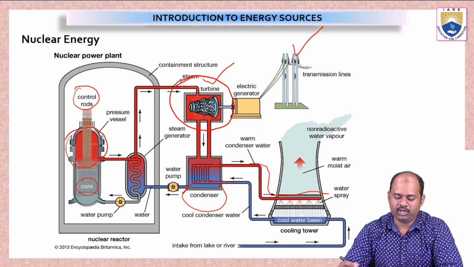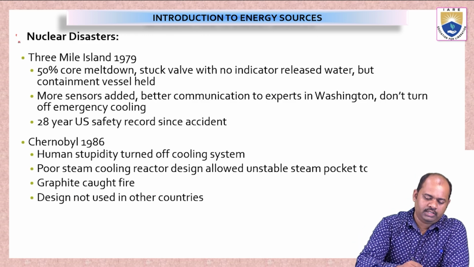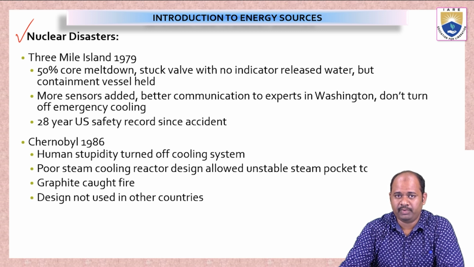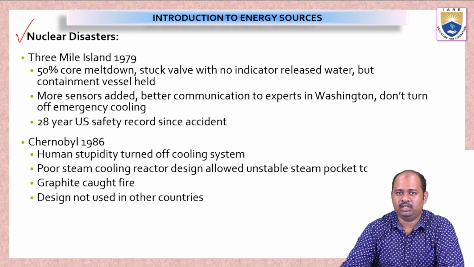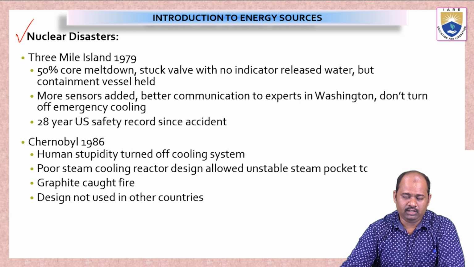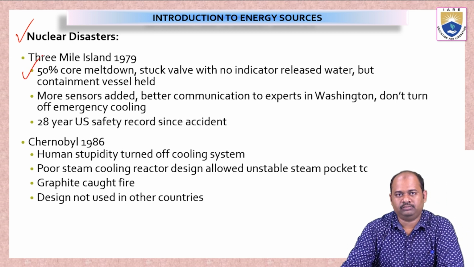One important thing we have to study is that some nuclear disasters happened back in the day where some mistakes were made. From these mistakes, some lessons have been learned, and these lessons have to be implemented in current industries where there are nuclear reactors. Back in 1979, Three Mile Island is a place where a nuclear reactor had been built. What happened there is that 50% of the core melted.